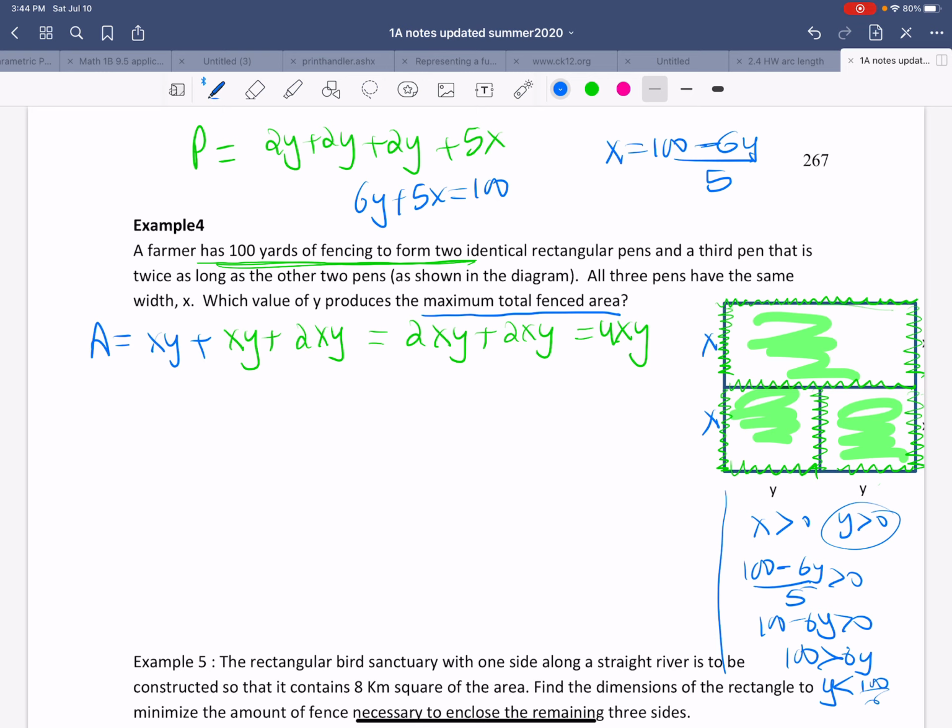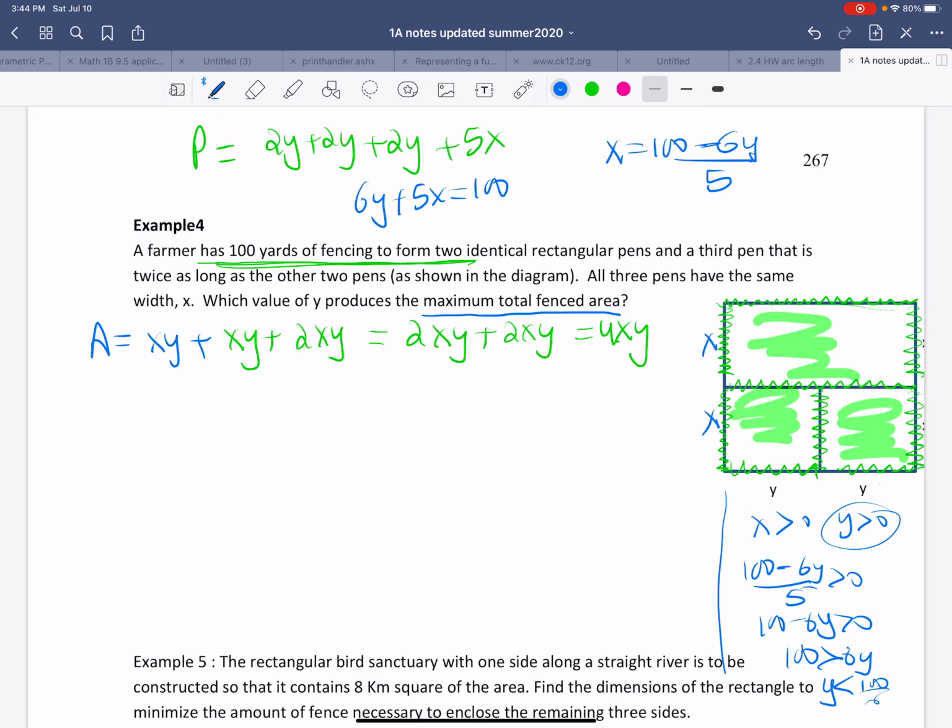It's going to be an open domain, open endpoints here for the domain, because if we have the closed interval here, then y can equal 100 over 6 or y can equal 0. That means there's no area. We might just have one dimension in that case. So it cannot equal the endpoints.